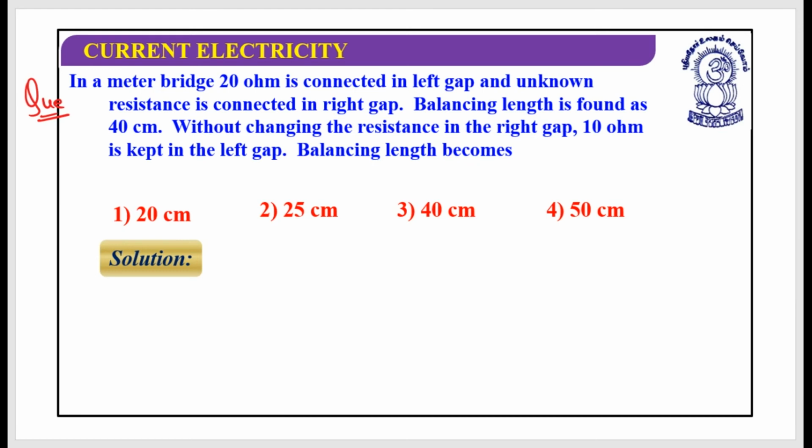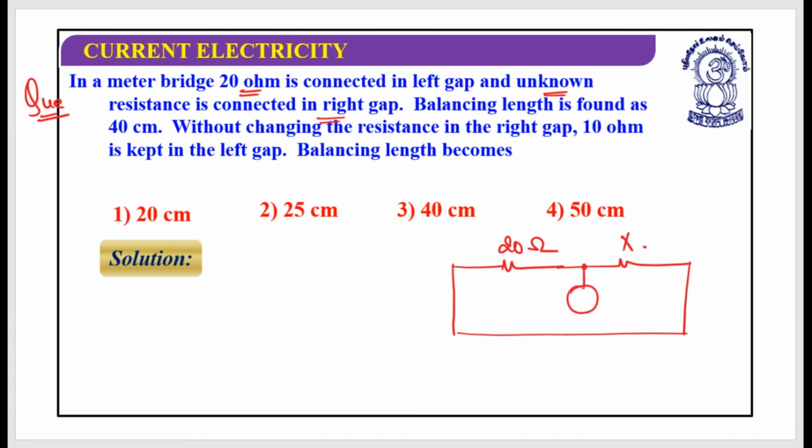What is it saying in the meter bridge? 20 ohm is connected in the left gap and unknown resistance is connected in the right gap. So the situation is something like this, this is the left gap where we have placed 20 ohm. Unknown resistance, let's say X, is connected in the right gap and the balancing length is found as 40 centimeter.